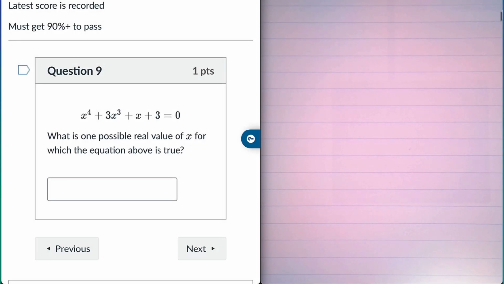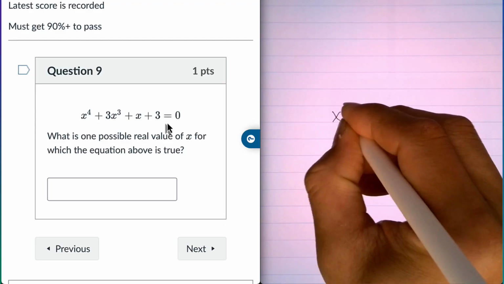What is one possible real value of x for which the equation above is true? So if you notice that the first two and the third and fourth have a 1-3-1-3 pattern, this falls into the category of factoring by grouping. Okay, so let's go over that.